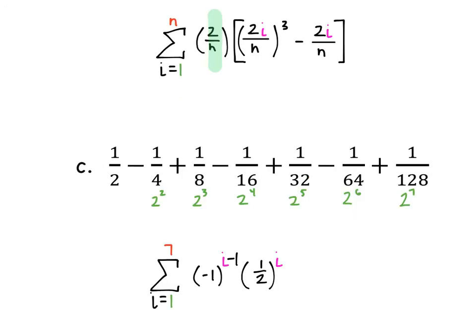So I got the summation from i equals 1 to 7. Now I noticed my signs were changing, so I needed to take that into account. Negative 1 to the i minus 1. Why did I do i minus 1? Because my first term is positive. I noticed that 2 is 2 to the first, 4 is 2 squared, 8 is 2 cubed, all the way up to 2 to the 7th. So that allowed me to say, oh, i goes from 1 to 7, of negative 1 to the i minus 1, that takes account of the sign change. And then everything is 1 over 2 to the i power.